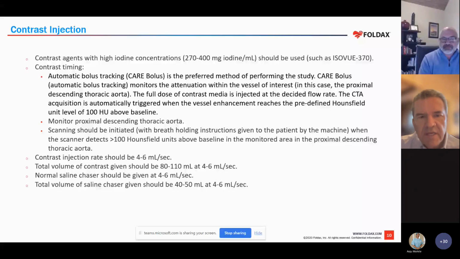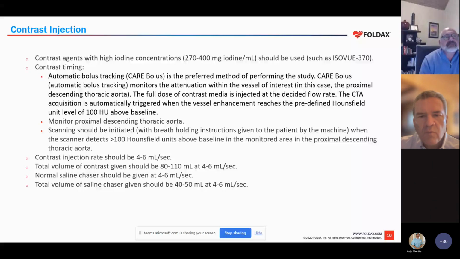And then in terms of contrast agents, it's good to use contrast agents with a high iodine concentration in the range of 270 to 400 milligrams of iodine per milliliter of contrast. And we use one of these agents. We use IsoView 370. And in terms of contrast timing, when to start the scan, we use automatic bolus tracking.